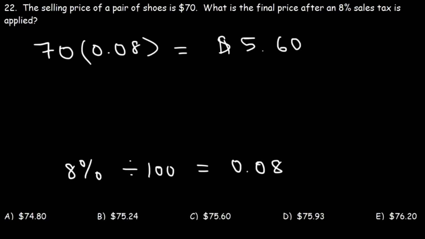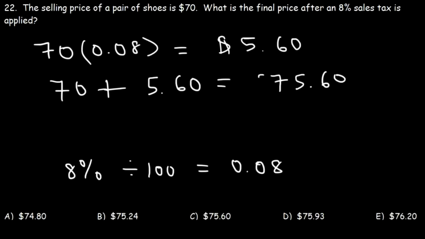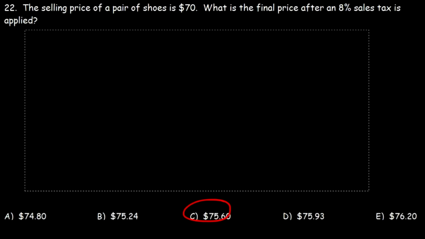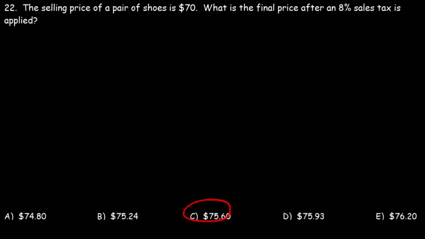This will give you $5.60. So that's going to be the sales tax. So to find the final price, it's going to be the selling price of the pair of shoes plus the sales tax of $5.60, which is $75.60. So therefore, answer choice C is the right answer. Now sometimes you may need to be able to get to this answer directly. And here's the formula that you want to be familiar with. This formula will be useful when trying to solve problems like this backwards.